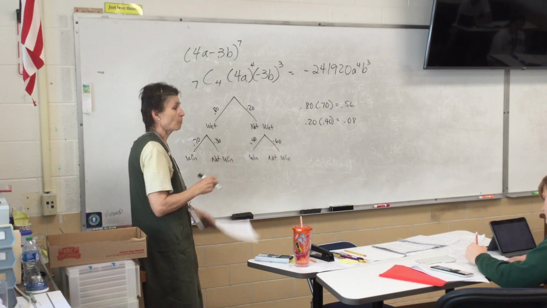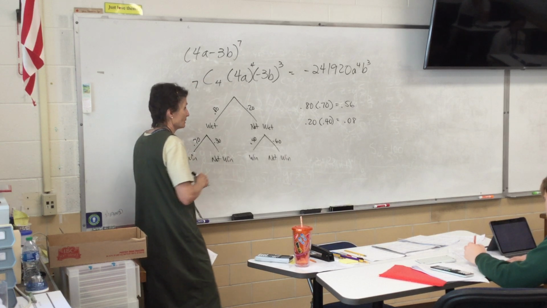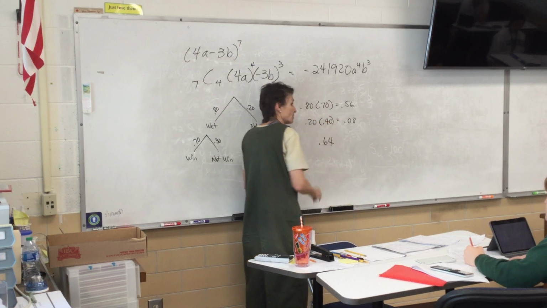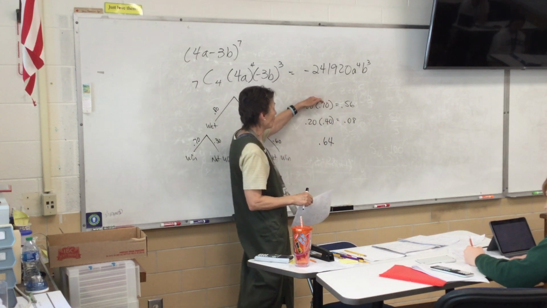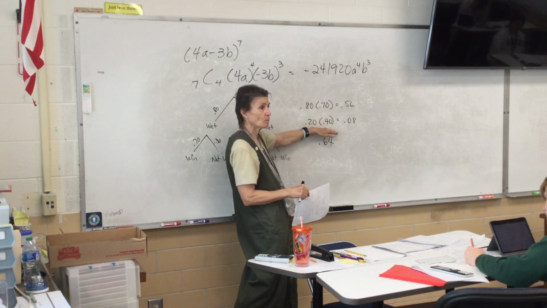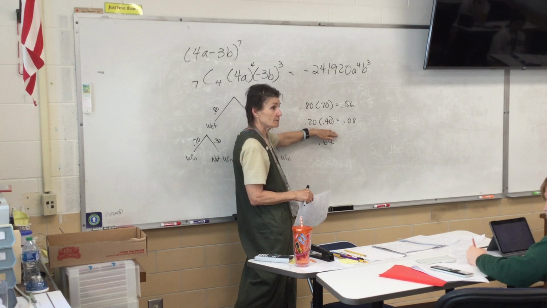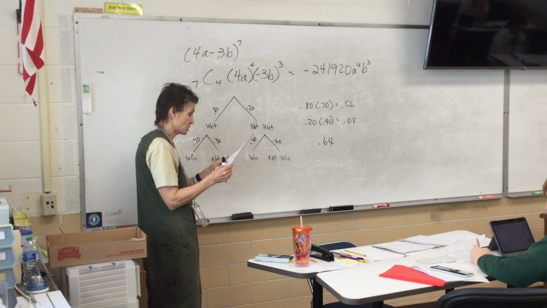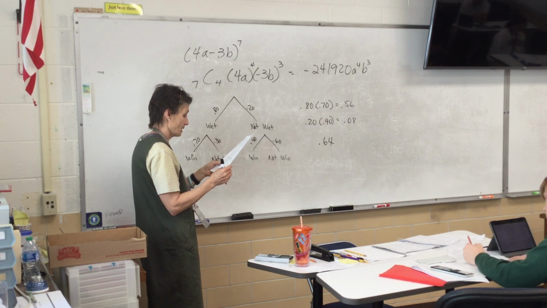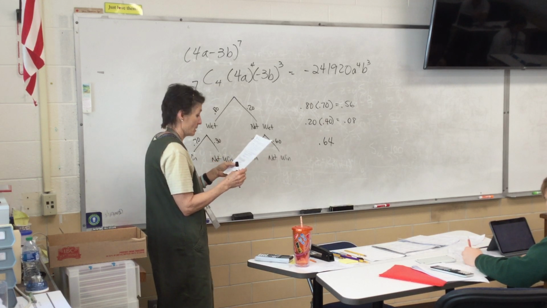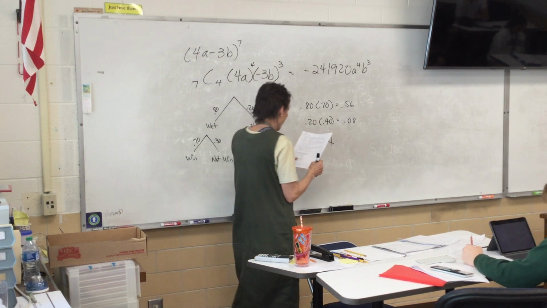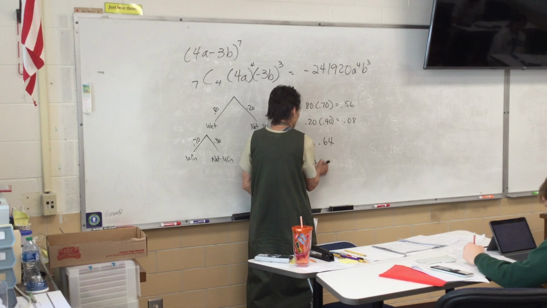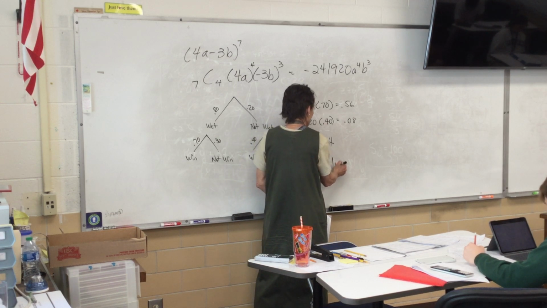So what's the total probability she wins? 0.64. Just add those together because she can win when it's wet, or she can win when it's dry. So we're going to add those two together. So that's the total probability that she wins. Now, the next one, the last one says, what's the probability that the track was wet, given she won?